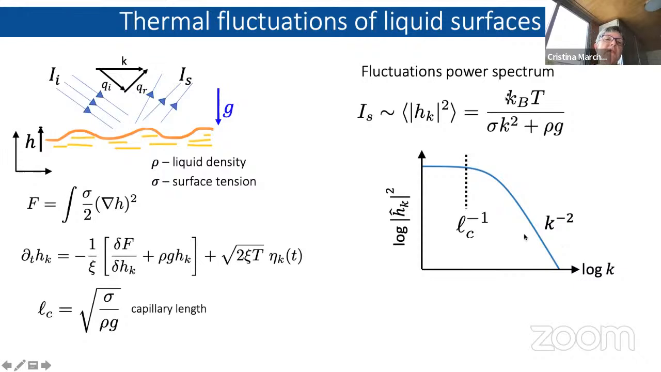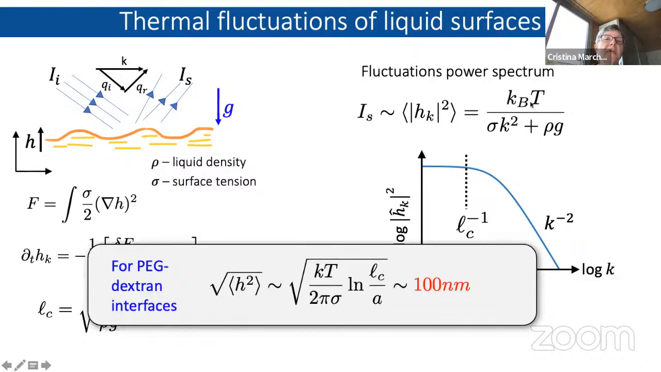If you use this to estimate how much temperature will roughen the interface of my active-passive fluid, so for this PEG-dextran interface, actually in the absence of activity, I should say, you will find that the variance of the fluctuations of the interface, you can put in numbers and estimate it, is of order 100 nanometers.